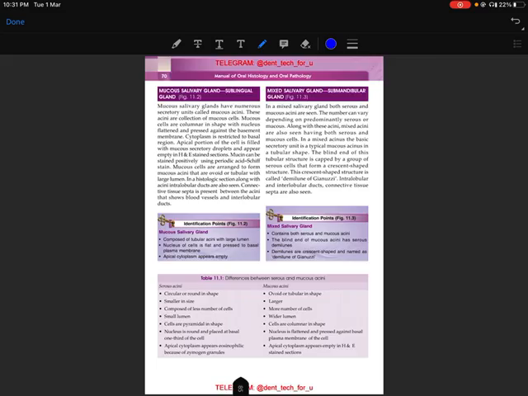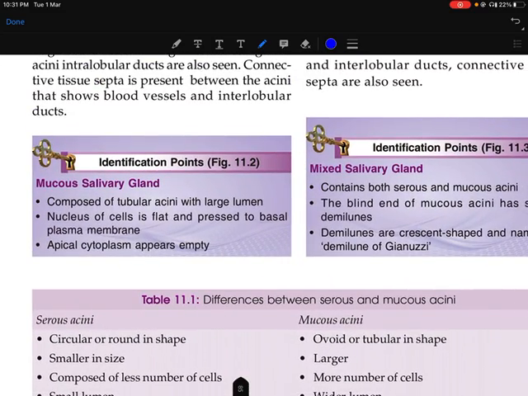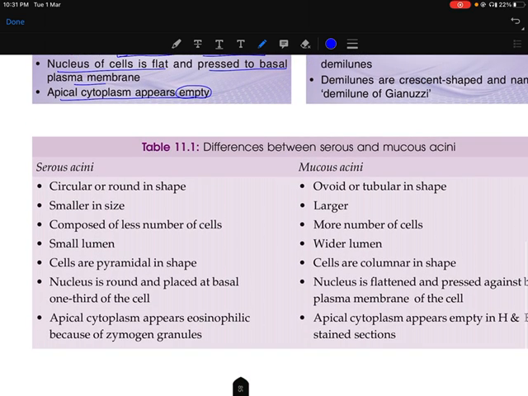Now that is there. Let's see what is there in the mucous salivary gland. So in mucous, tubular acini that we'll see now, and large lumens. Nucleus is flat and pressed to the basal plasma membrane, and apical cytoplasm appears empty. So we're gonna see the differences.